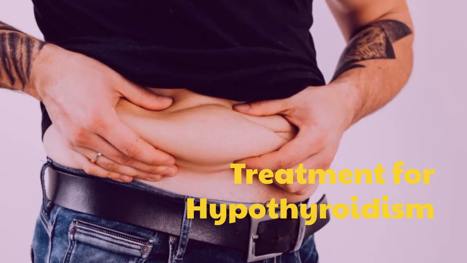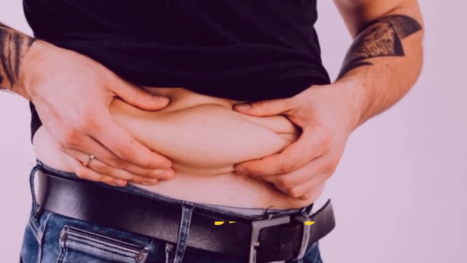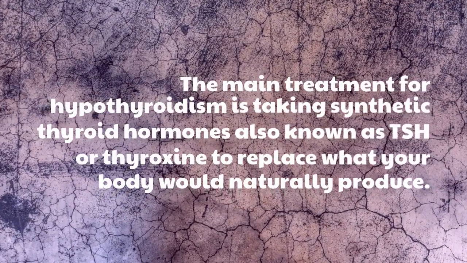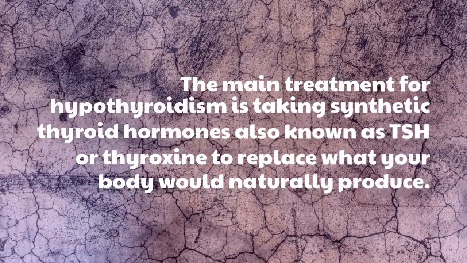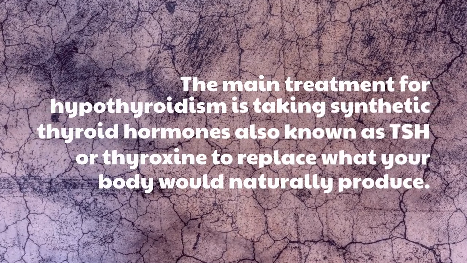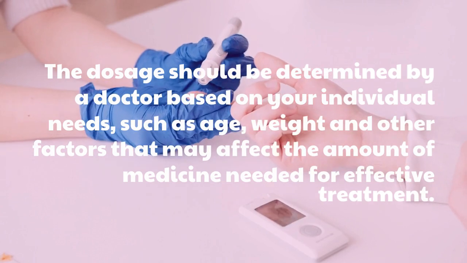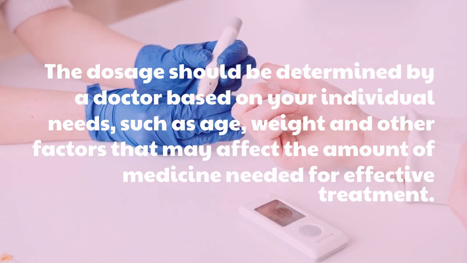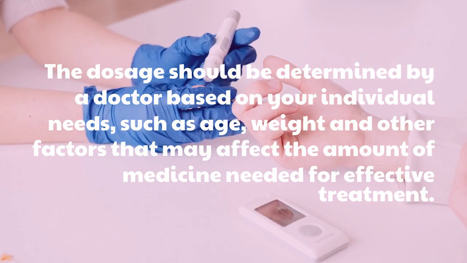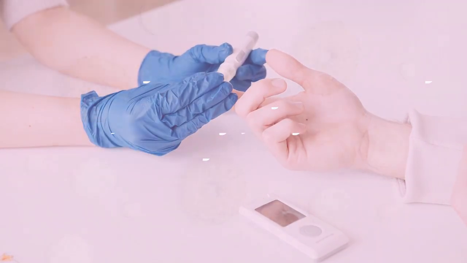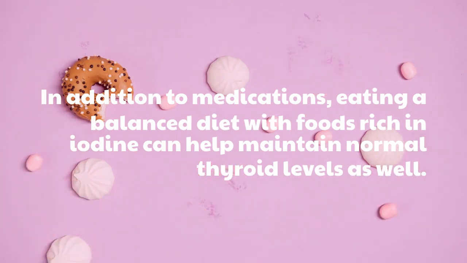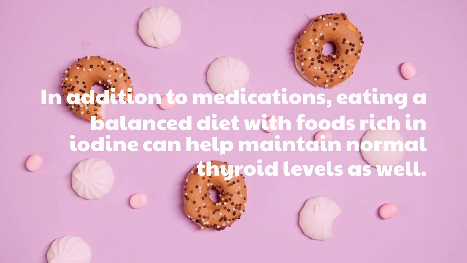Treatment for hypothyroidism. The main treatment for hypothyroidism is taking synthetic thyroid hormones, also known as thyroxine, to replace what your body would naturally produce. The dosage should be determined by a doctor based on your individual needs, such as age, weight, and other factors that may affect the amount of medicine needed for effective treatment. In addition to medications, eating a balanced diet with foods rich in iodine can help maintain normal thyroid levels as well.